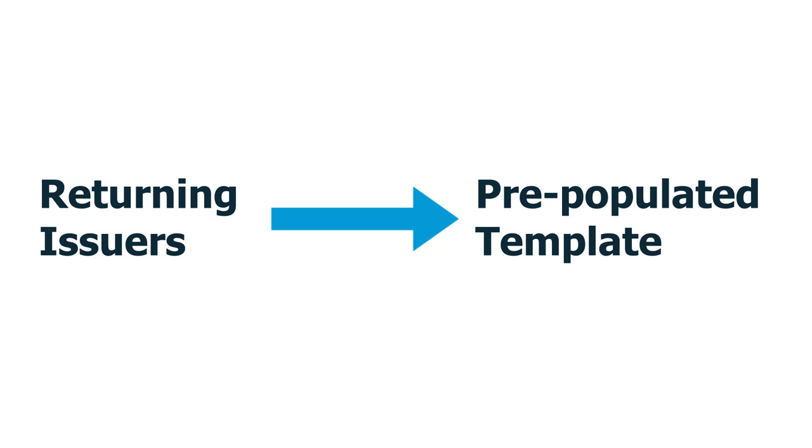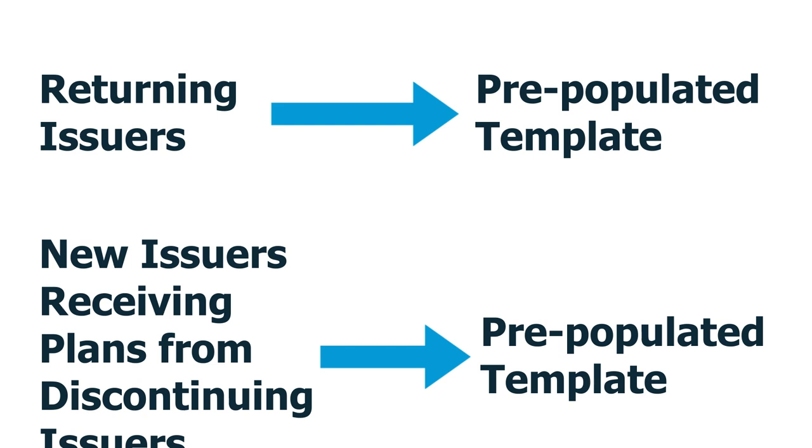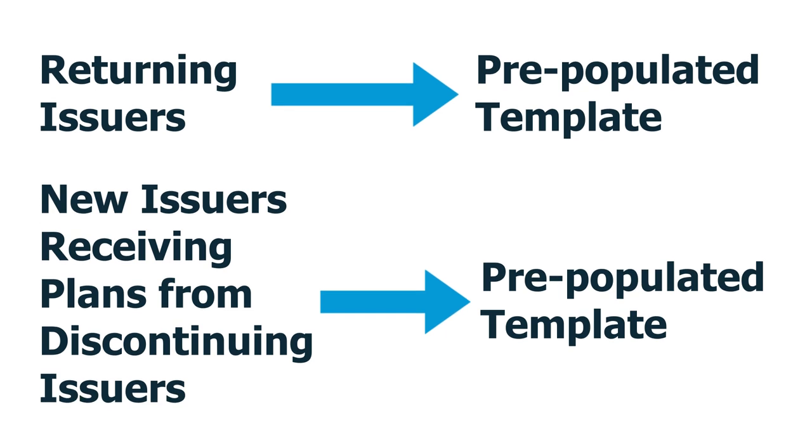This pre-populated template will import the plan IDs that the issuer submitted in the previous plan year and the associated service areas and network IDs. Issuers that are new to the exchange and receiving plans from a discontinuing issuer may also generate and download a partially pre-populated Plan ID Crosswalk template.